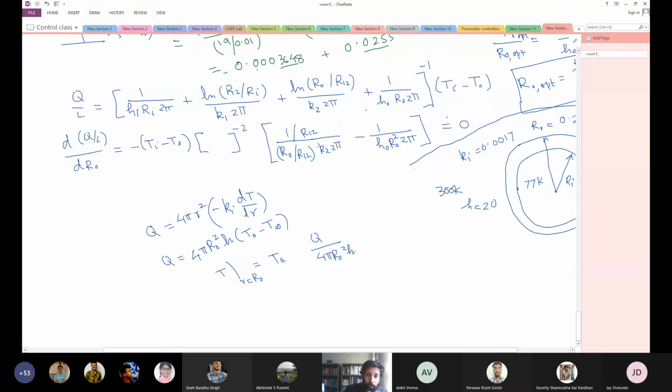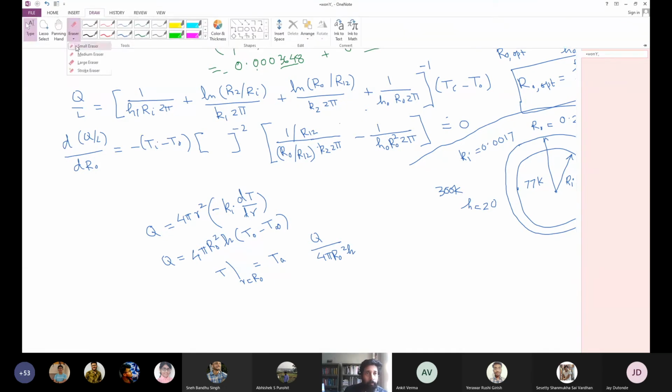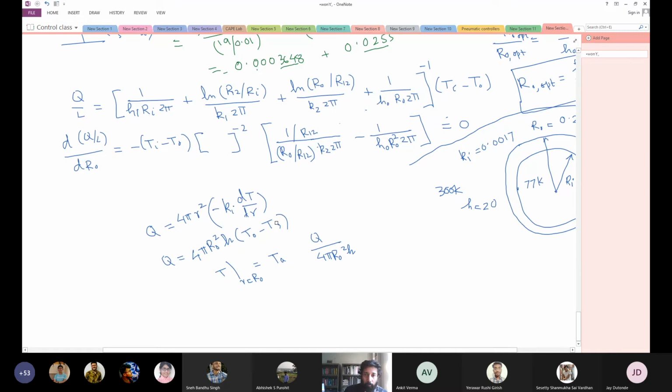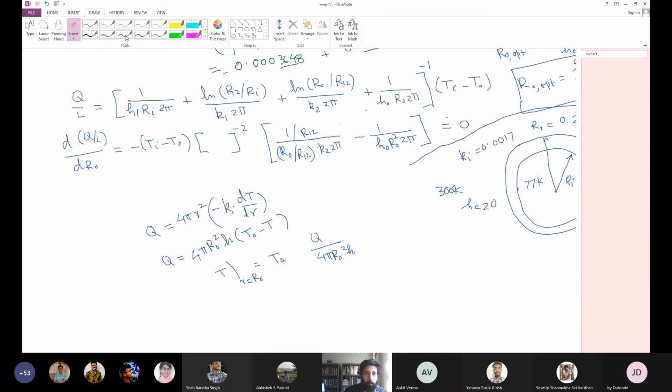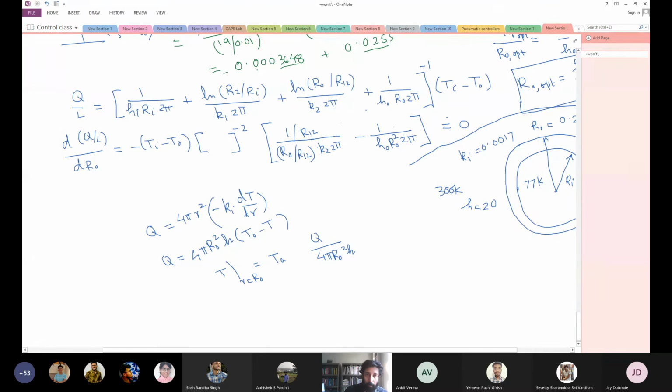So To equals T ambient or T infinity. So let me correct that also. There's T ambient. Okay, so this is the boundary condition. And this equation has to be solved with this boundary condition.